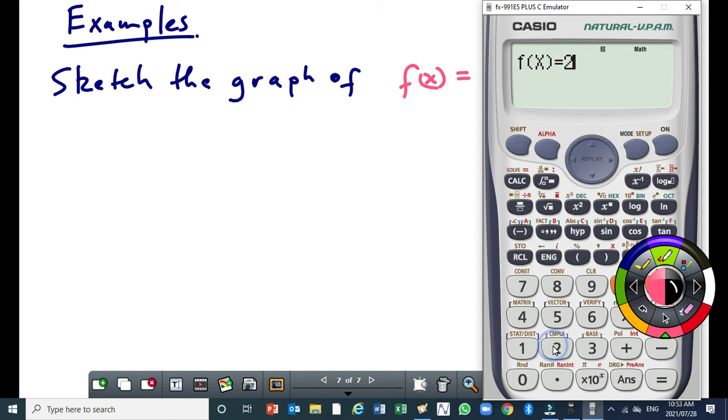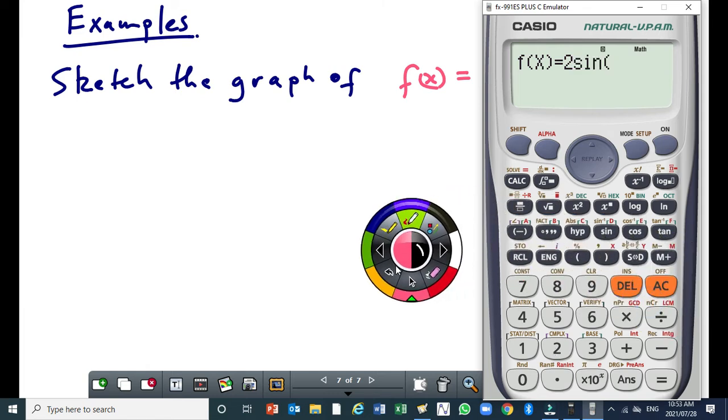I'll put 2, right? Then sine, make sure you look here. You're following that. It's better, whilst I'm doing it, you must also be doing it as well, because this is practical. Then if you want to put x, you click on alpha, then close the bracket, where there is x there, then you close the bracket.